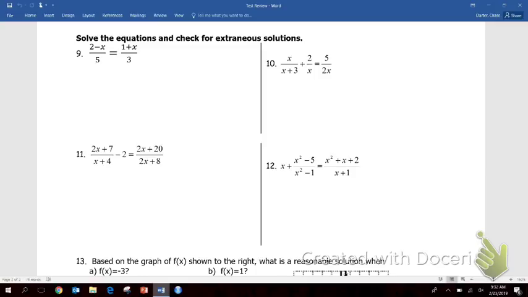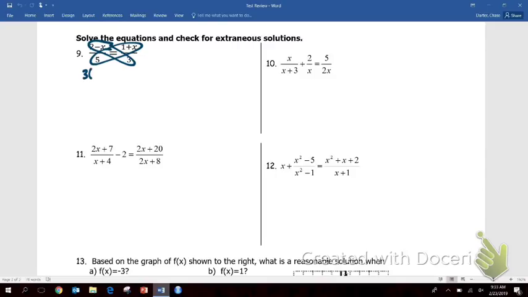Okay, so there's 2 solving techniques we know. We know how to cross multiply, and we know how to find the least common denominator and multiply the entire equation by that LCD. So this first one, we can only cross multiply if we only have 2 terms. Lucky for us, we only have 2 terms here. So in number 9, I can cross multiply. Again, you can only cross multiply when you have 2 terms, a fraction equal to another fraction.